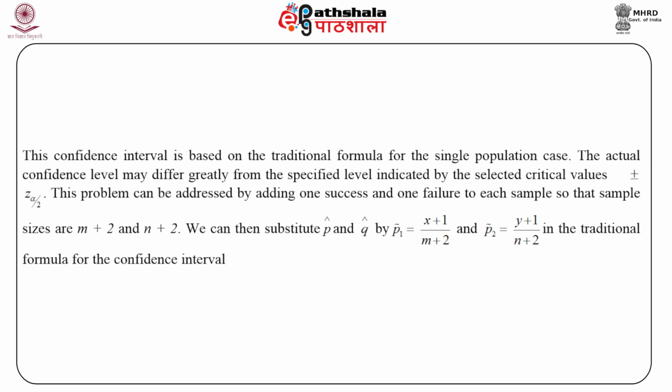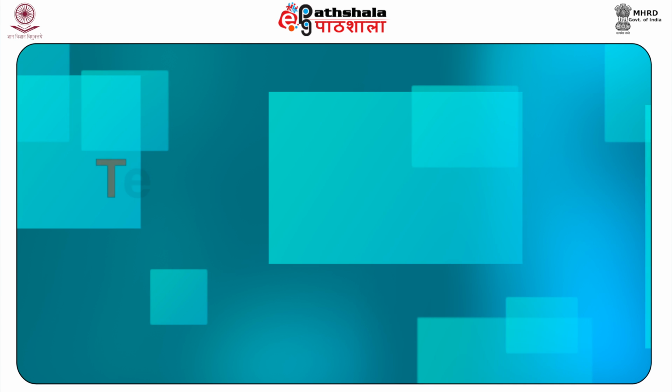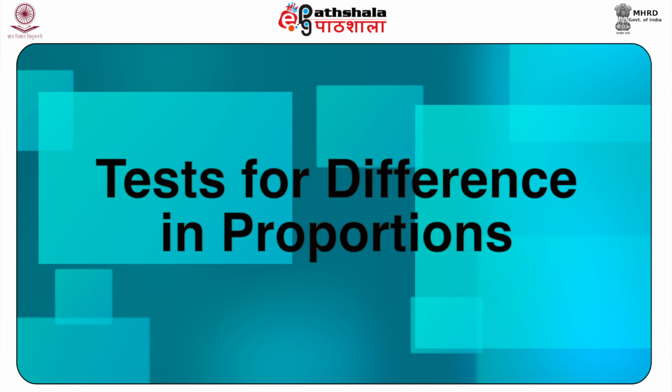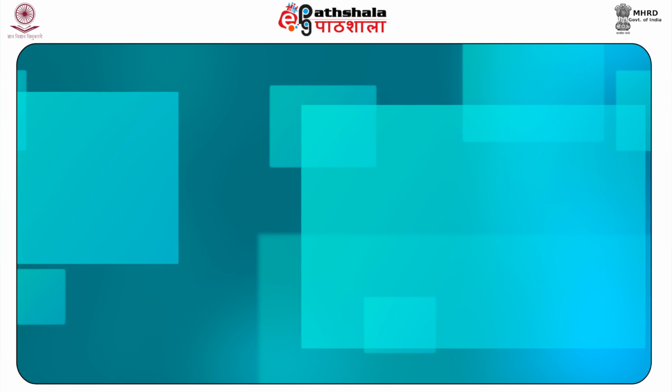We can then substitute P1 hat and Q1 hat by P1 tilde equal to x plus 1 by m plus 2, and P2 tilde is equal to y plus 1 upon n plus 2, in the traditional formula for the confidence interval. Let us now discuss the tests for difference in proportions.